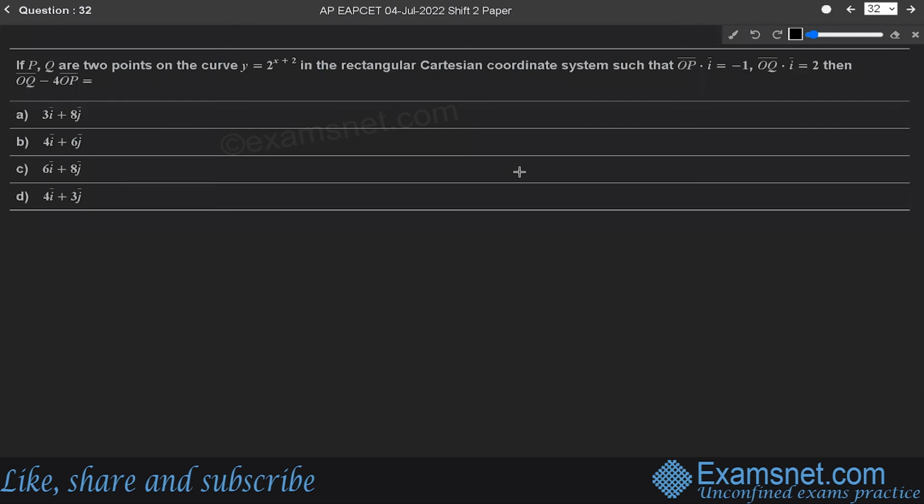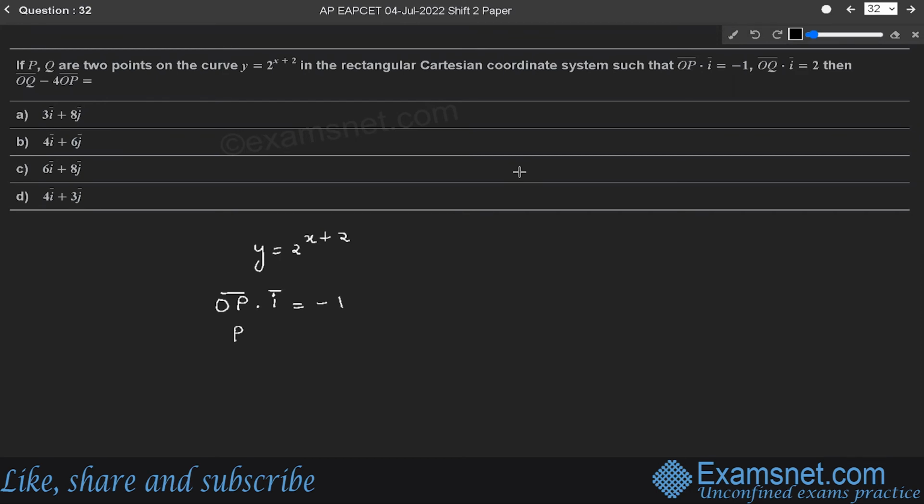Next question is, if P and Q are 2 points on the curve y is equal to 2 power x plus 2 in the rectangular Cartesian coordinate system such that OP vector dot I vector is equal to minus 1, and OQ vector dot I vector is equal to 2, then OQ minus 4OP is equal to? The values are given here. The first value is OP into I is equal to minus 1.